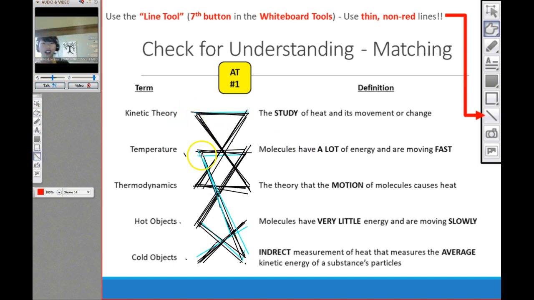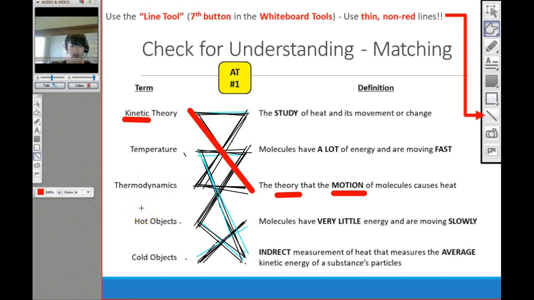So kinetic theory. Kinetic theory is a theory, so I'm going to go with the one that says theory, and it's the theory that the motion of molecules causes heat. Remember, the word kinetic means motion of molecules, right? So kinetic theory should actually be this one, okay?